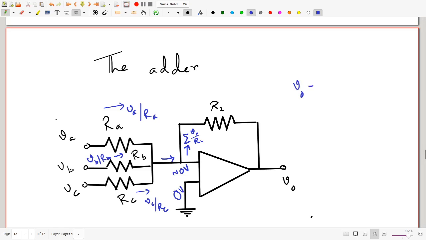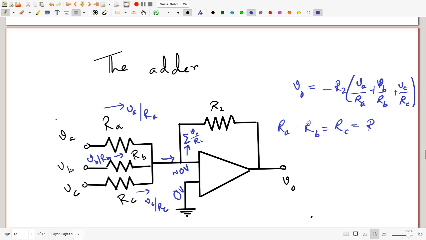So the output voltage, which remember is lower because the current is flowing this way than this end, is going to be minus R2 times (VA by RA plus VB by RB plus VC by RC). So this produces a linear combination. In particular, if RA equals RB equals RC, all these resistances were equal and equal to R1, V output will be minus R2 by R1, a gain factor, times (VA plus VB plus VC).